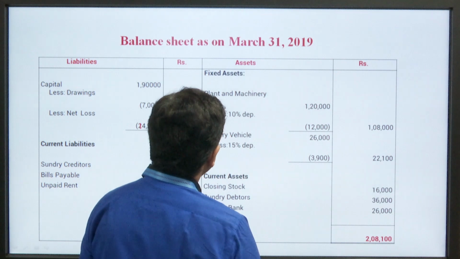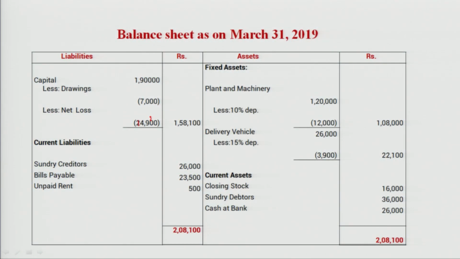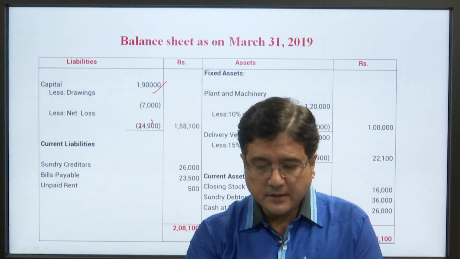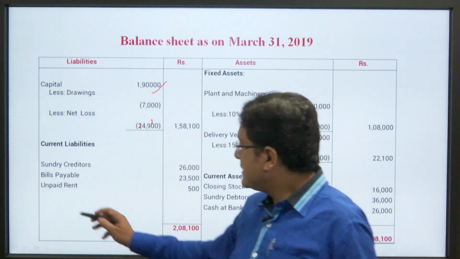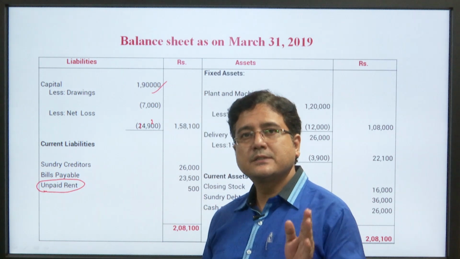Okay. So, the balance sheet has the asset side and the liability side. We have a capital of 1,90,000, which we know from that sheet. Drawing we already know is 7,000, and we deduct that from it. The loss we also deduct from capital. Bills payable are given on the liability side of the balance sheet. Sundry creditors are also part of the liability side, and here we see this one, this is the adjustment.